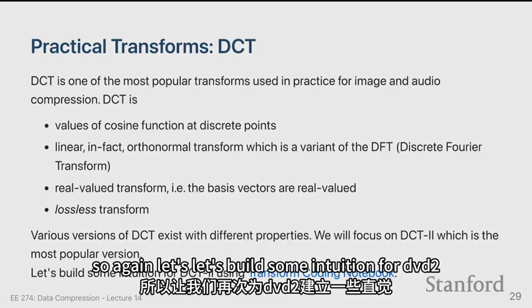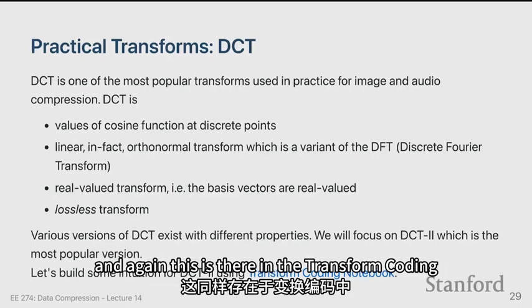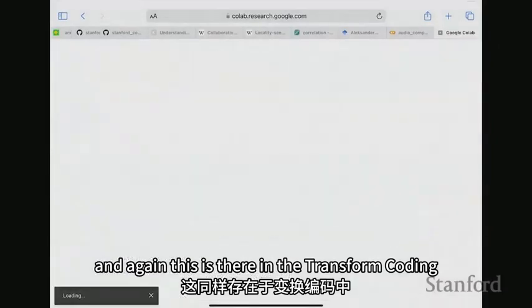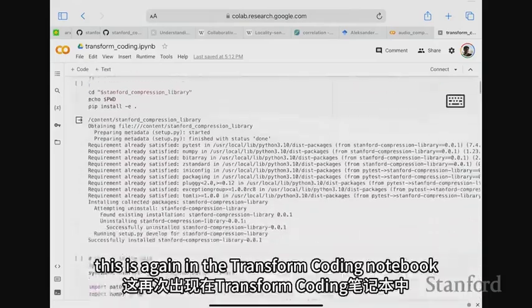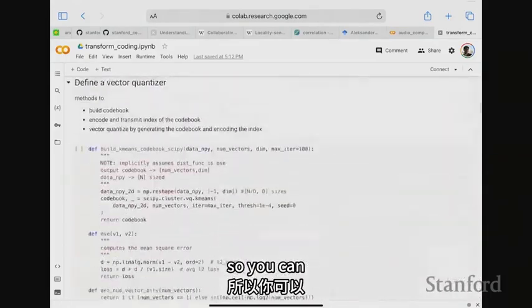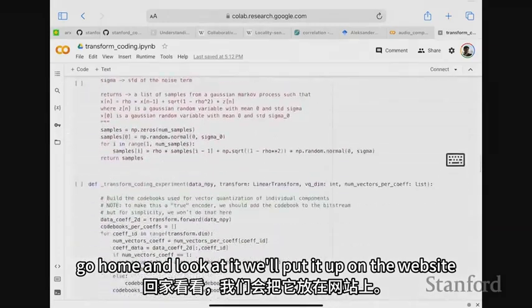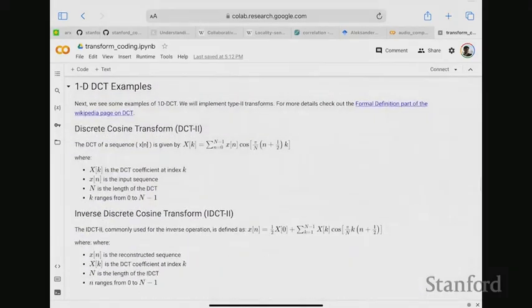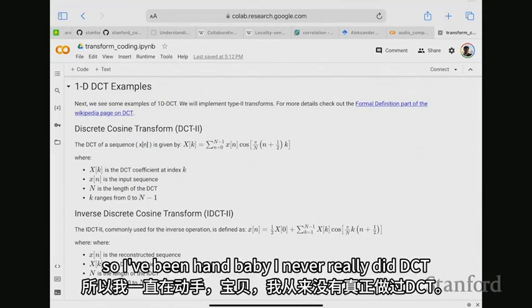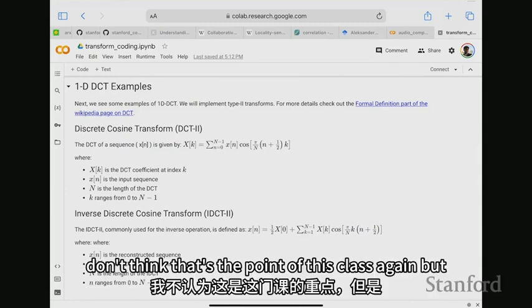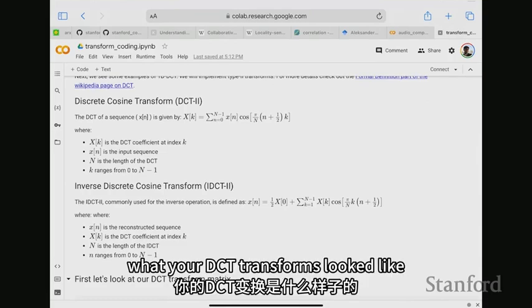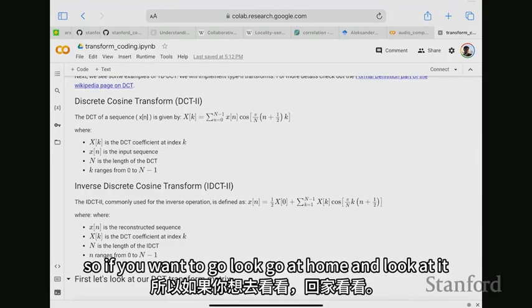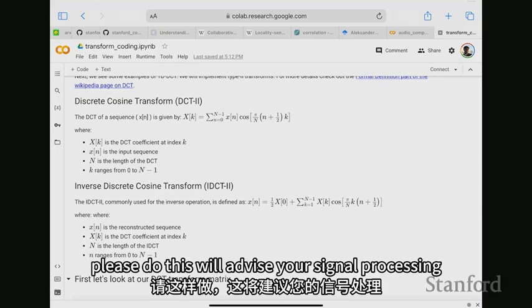So again, let's build some intuition for DCT2. This is in the transform coding notebook, so you can go home and look at it. We'll put it up on the website. I've been hand wavy and never really defined DCT, as I don't think that's the point of this class, but I have put here what your DCT transforms look like. If you want to go at home and look at it, please do. This will revise your signal processing.